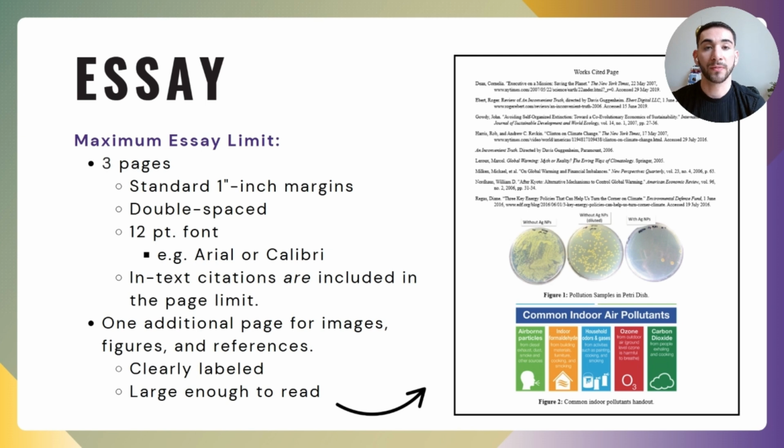When it comes to the more specific formatting requirements, we are requiring that those 3 pages have a 1-inch margin, that they're double spaced, that they're 12-point font, and that you choose a legible and accessible font such as Arial or Calibri. Those are both recommended. Also, please note that in-text citations are included in the page limit, so feel free to add those citations as you are writing and citing accordingly when you mention points that are maybe from a research paper or from another source.